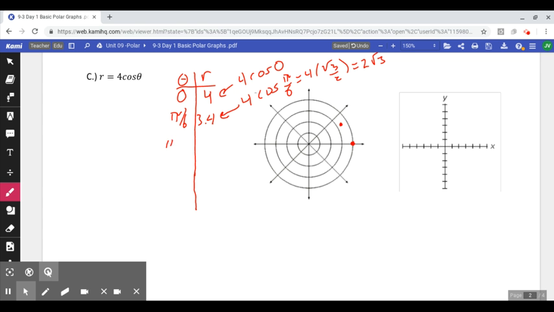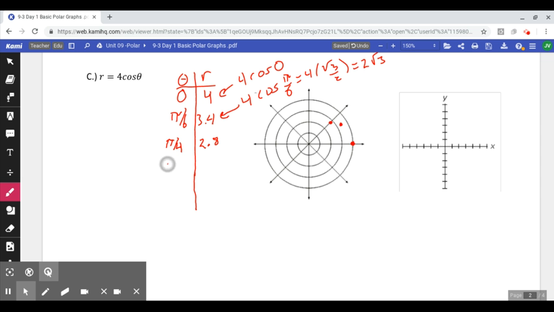We can pick even more points. We've got pi over 4. And if you'd like to, you can type this in your calculator or figure it out on your own. This one's going to be 4 times the cosine of pi over 4, which is root 2 over 2, giving 2 root 2, or about 2.8. So you can follow along with the previous 2 points to find that value. So if I plot pi over 4, 2.8, that's going to be right about here.